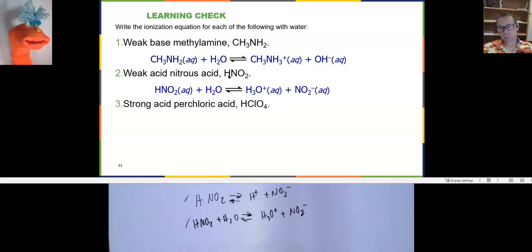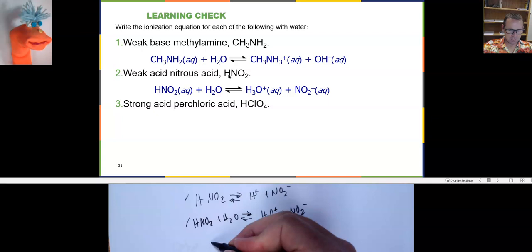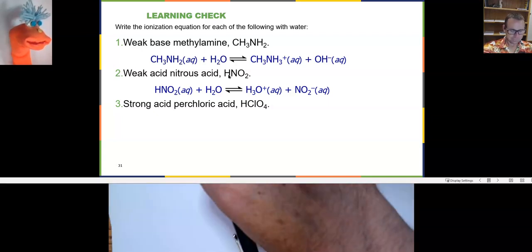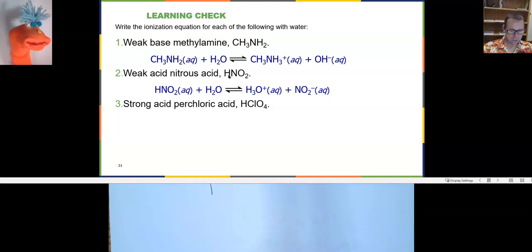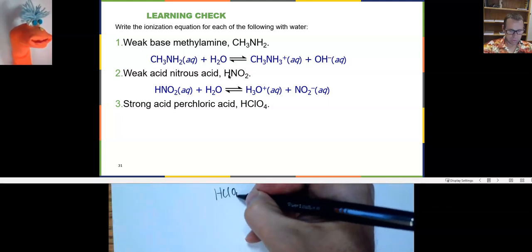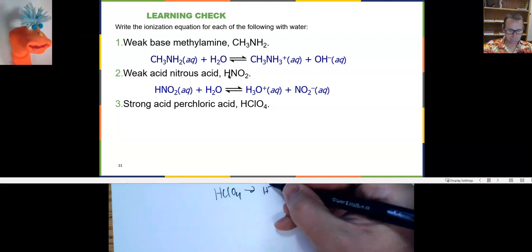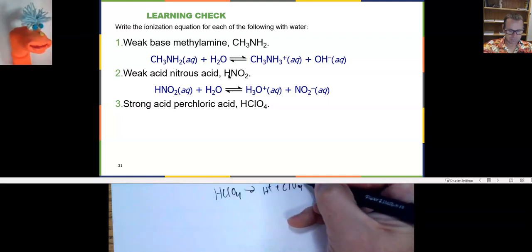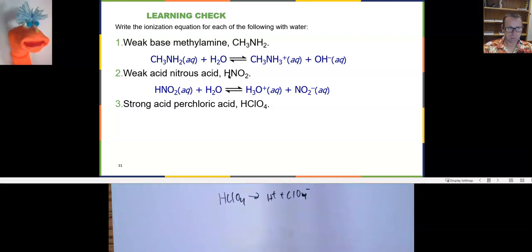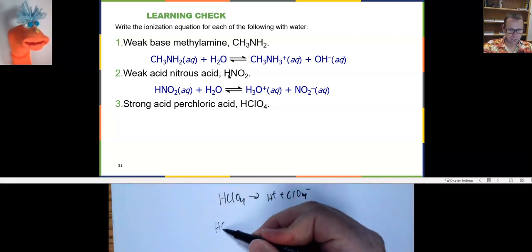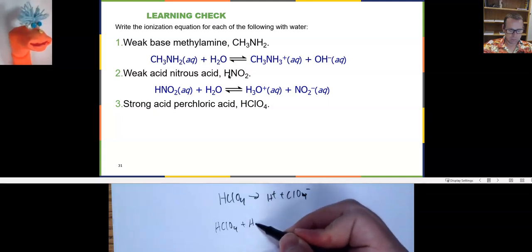Here's a strong acid, HClO4. Okay? What are the products if this strong acid ionizes in solution? Hydrogen ion and is that the perchlorate ion, right? Yeah, hydrogen ion and the perchlorate ion. So HClO4 dissociating into hydrogen ion and ClO4 minus. Okay, and what's the other way to write it? With the water molecule. So HClO4 plus what? Plus water. And then what are the products?